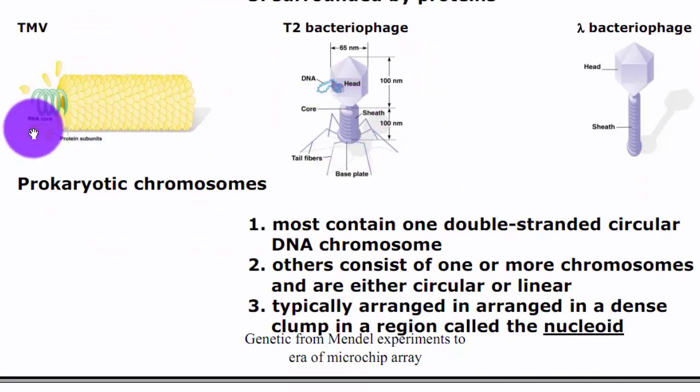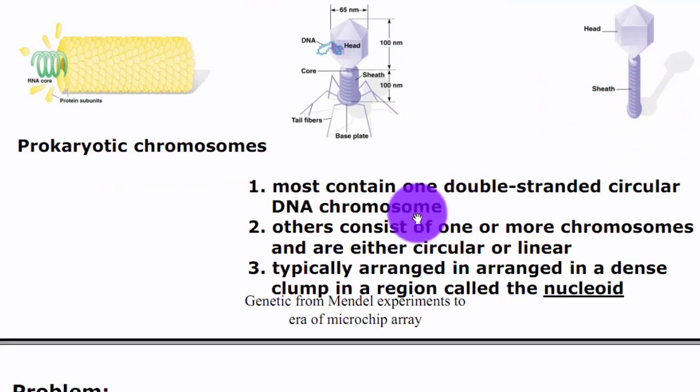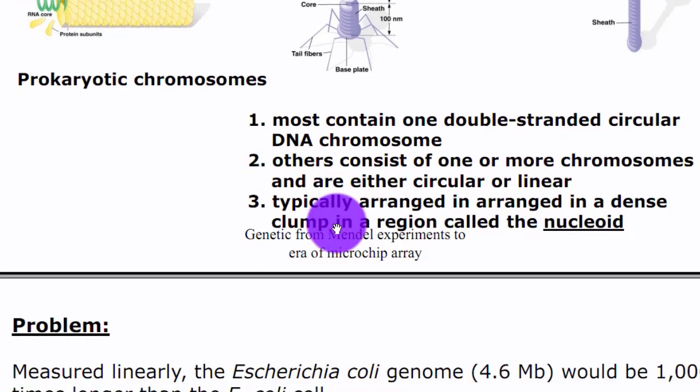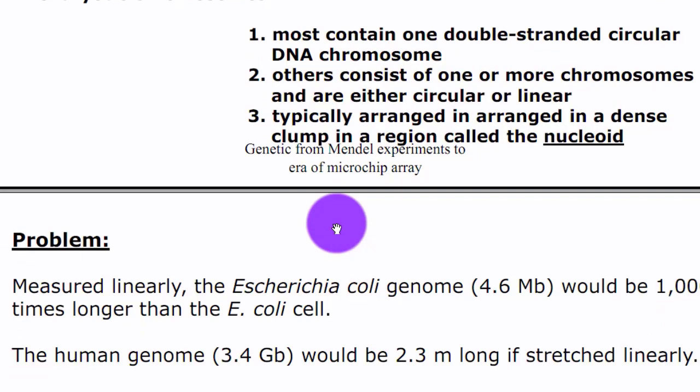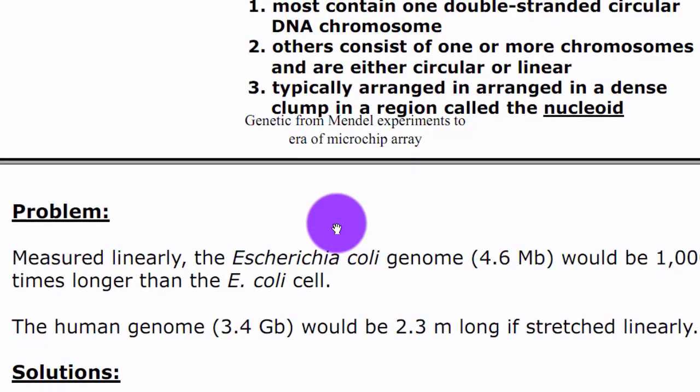This is the tobacco mosaic virus. This is the T2 bacteriophage. This is the lambda bacteriophage. Most bacteria contain one double-stranded circular DNA chromosome. Others consist of one or more chromosomes that are either circular or linear, typically arranged in a dense clump in a region called the nucleoid.